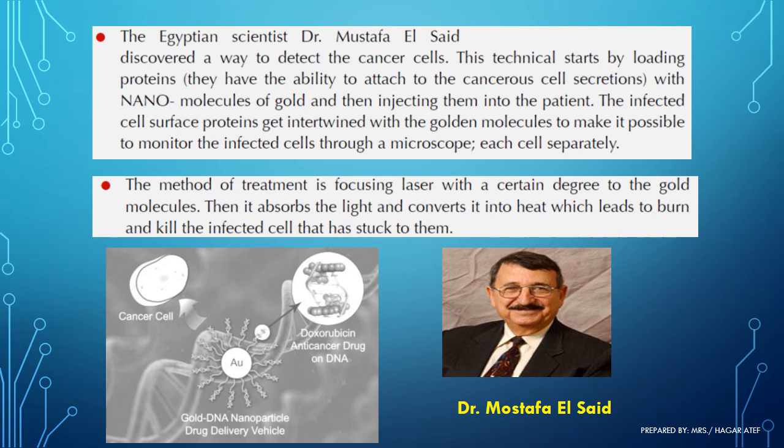The Egyptian scientist Dr. Mustafa Said discovered a way to detect the cancer cells. This technique starts by loading proteins that have the ability to attach to the cancerous cell secretions with nanomolecules of gold and then injecting them into the patient. The infected cell surface proteins get intertwined with the golden molecules to make it possible to monitor the infected cells through a microscope, each cell separately. The method of treatment is focusing a laser with a certain degree on the gold molecules. Then it absorbs the light and converts it into heat, which leads to burning and killing the infected cell that has stuck to them.